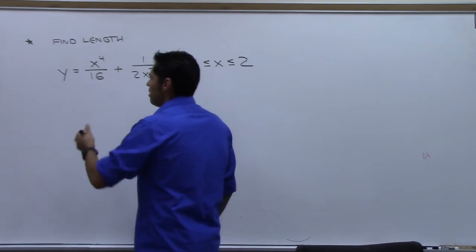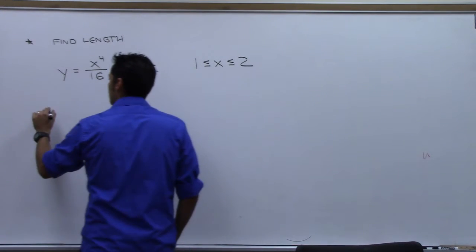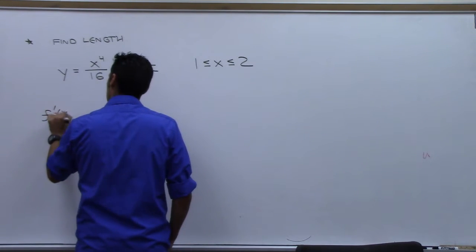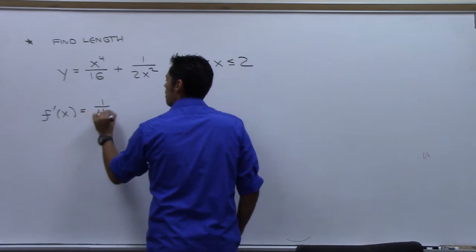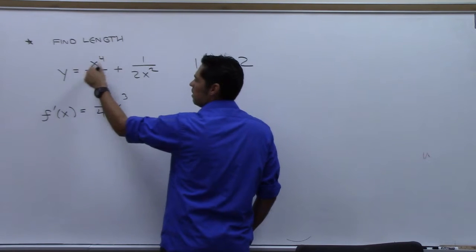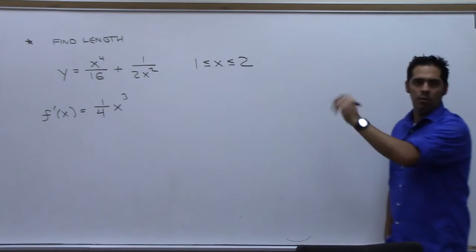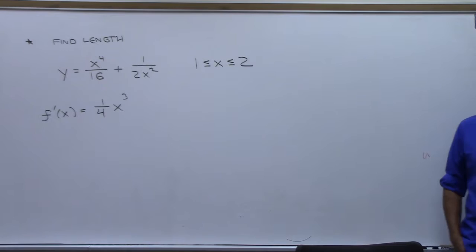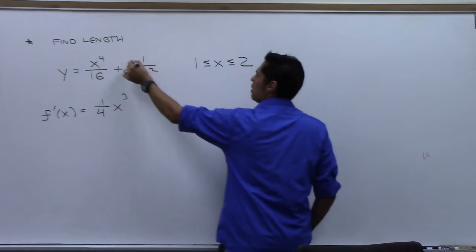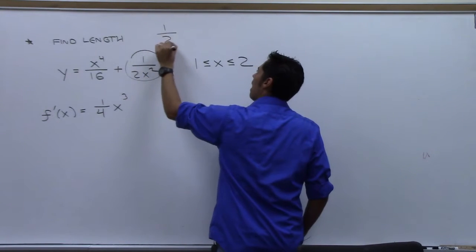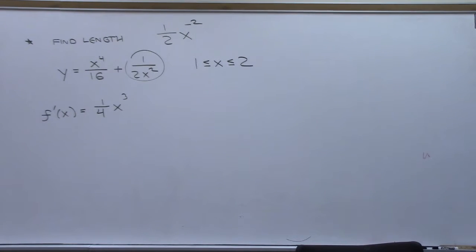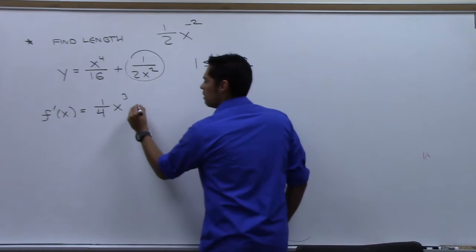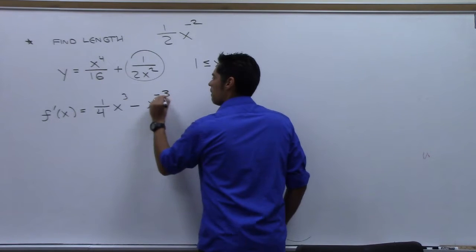Find the length. So this is f of x, right? So I'm going to need to know the derivative of this. 1/4 x cubed. That's really like 1/16 x to the 4th: 4 pops out, power comes down. This one, remember, before you take the derivative, that's the same as 1/2 x to the negative 2. So when you take the derivative of that, you're going to get negative x to the negative 3. Do you all agree?